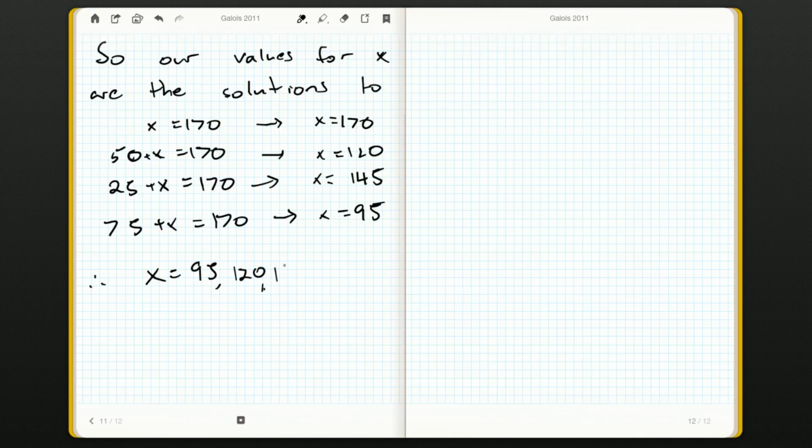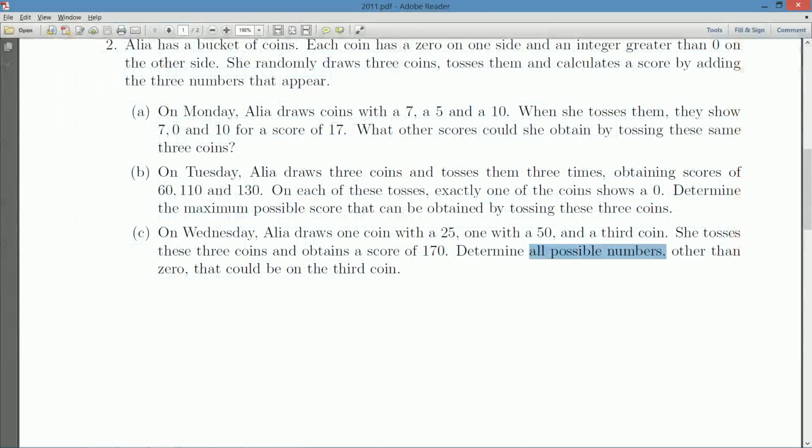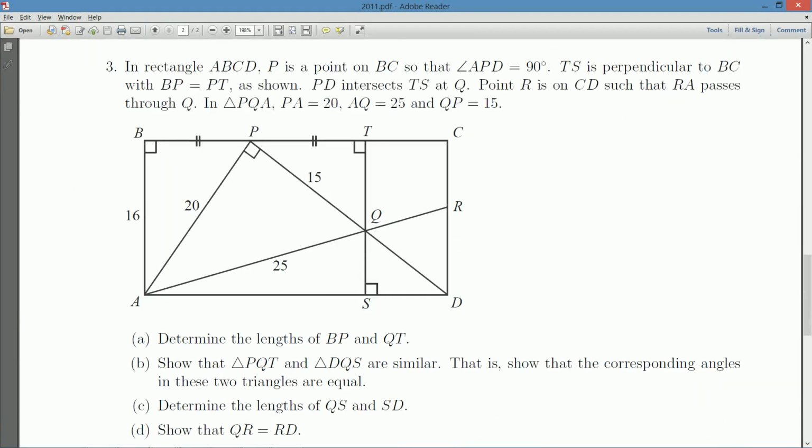120, 145, or 170. I think that's all we were asked for, but let's just double check. Determine all possible numbers other than 0 that could be on the third coin. There we go. So that concludes question number 2, part C, and that is question 2 in its entirety.